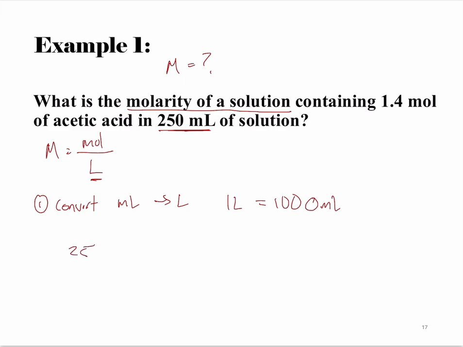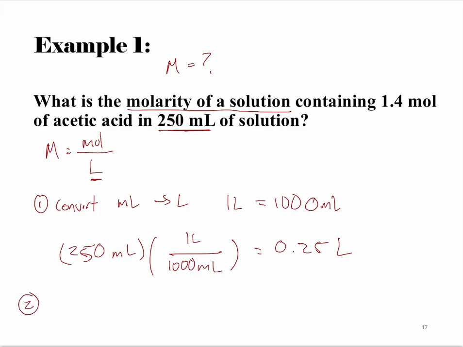So if we have 250 milliliters, what is our conversion factor between these to get to liters? What goes in the numerator and what goes in the denominator? Yep, 1 liter over 1,000 milliliters. And this will give us 0.25 liters. And so if we have 0.25 liters, now how do we find the molarity, right? How do we actually find molarity? What's the second step for this?